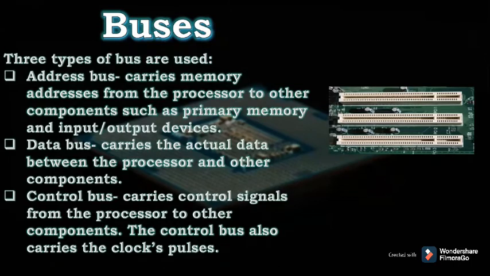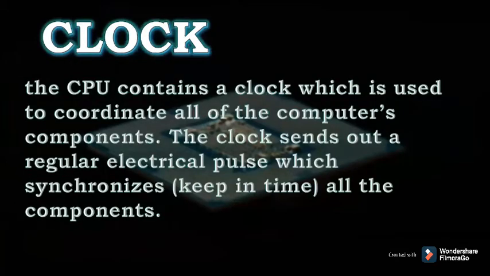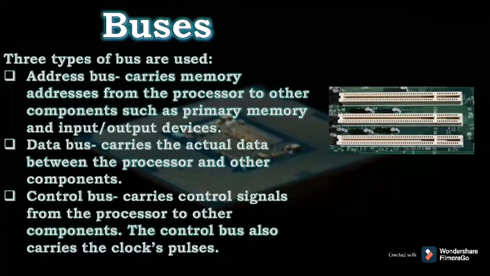Buses. Three types of buses are used. Number one, the address bus carries memory addresses from the processor to other components such as primary memory and input and output devices. Number two, the data bus carries the actual data between the processor and the other components. Number three, the control bus carries control signals from the processor to other components. The control bus also carries the clock pulses. A bus moves instructions and data around the system.